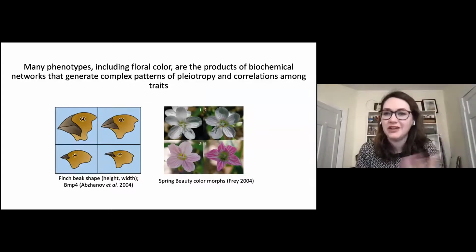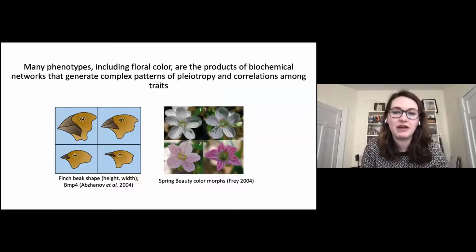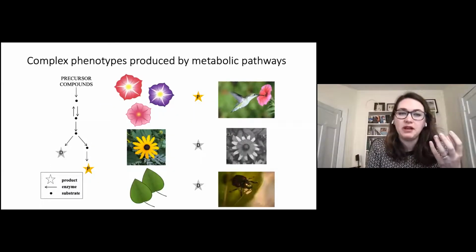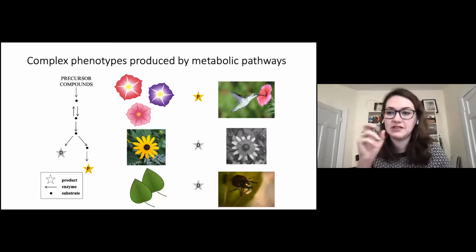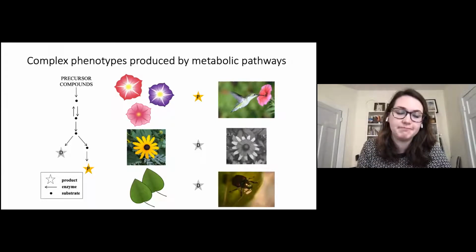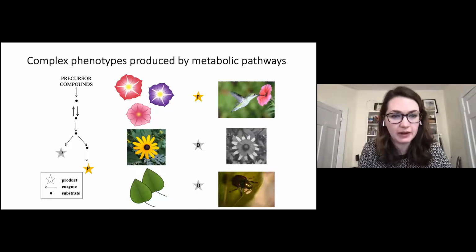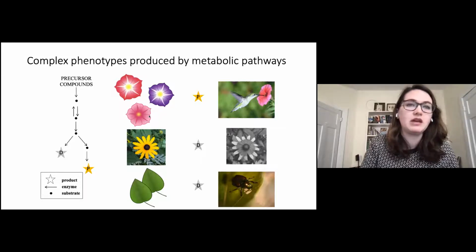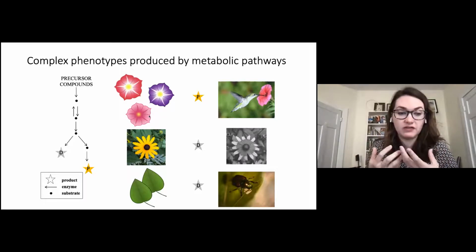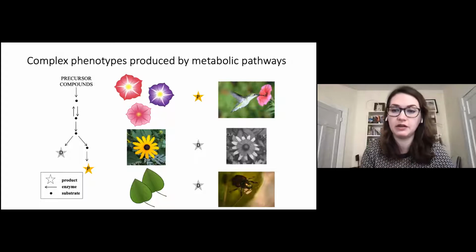Many phenotypes, especially floral color, are the products of biochemical networks that generate complex patterns of pleiotropy and correlations among traits. When metabolic pathways make more than one compound, those compounds can also have more than one function. Imagine a toy single pathway that produces purple pigments in the flowers, but green defensive compounds, shown as stars, in the leaves; you might see some correlations between the two. But the same compound, let's say this gray star, can have multiple roles. The same pigment could be a defensive compound in a leaf, but also a UV pigment in the flower.